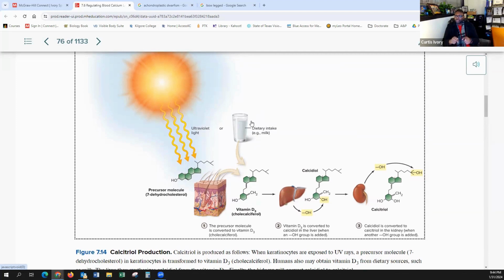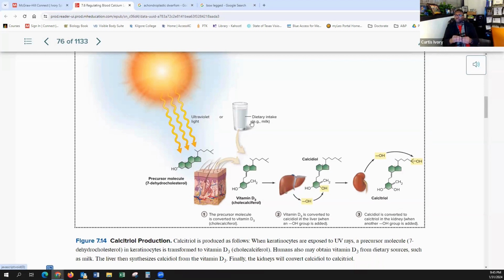That molecule is going to then go to the liver. That liver is going to add an OH group, which is called a hydroxide. And then the liver is going to put it into the bloodstream and ship it to the kidney. And that kidney is going to now add another hydroxide. That's going to make it the active form of vitamin D. So we always said that you get vitamin D from the sun. Well, not necessarily. You get a derivative of vitamin D, but it has to go into the liver, into the kidney to become active vitamin D.